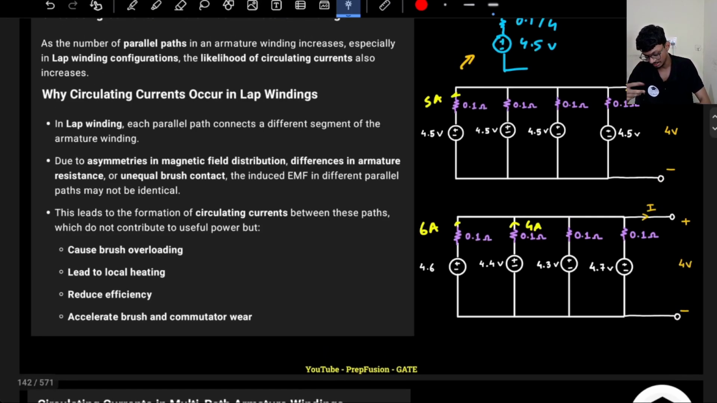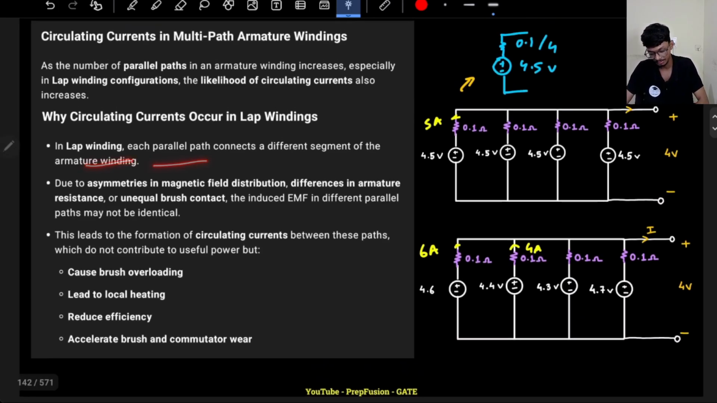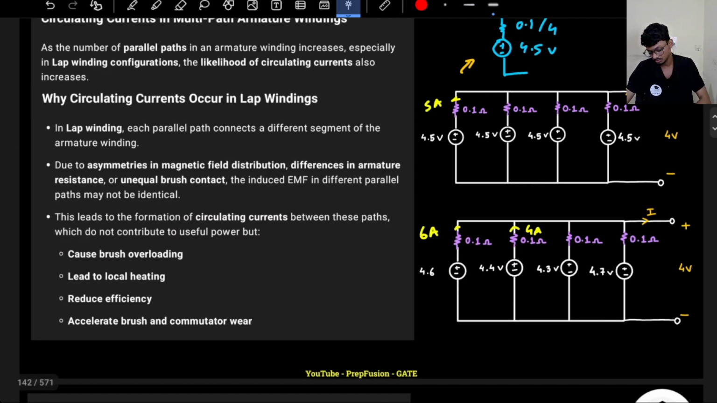So that is what is written over here: in lap winding, each parallel path connects a different segment of the armature winding. Due to asymmetries in magnetic field distribution, differences in armature resistance or unequal brush contacts, the induced EMF in different parallel paths may not be identical. This leads to formation of circulating currents between these paths, which do not contribute to useful power. Circulating currents can flow in the coils just like in transformers. I'm not doing the same calculations again because I have already done them in transformers. So these are the problems.